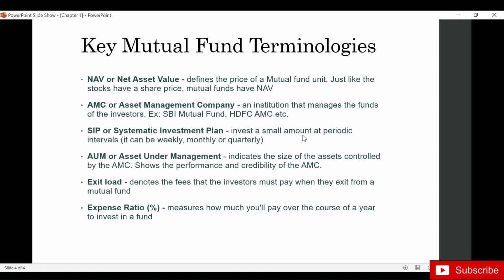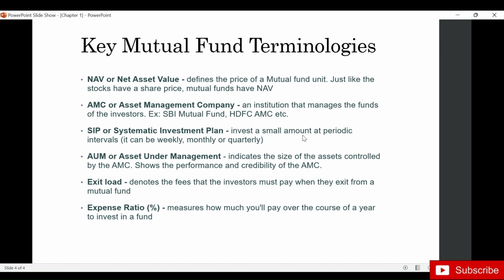Coming to the next term, which is exit load. Exit load denotes the fees that the investors have to pay when they exit a mutual fund investment. The exit load varies from mutual fund scheme to mutual fund scheme, and a lot of mutual fund schemes do not have exit loads. So the investor can withdraw their money whenever they want and they won't be penalized for it.